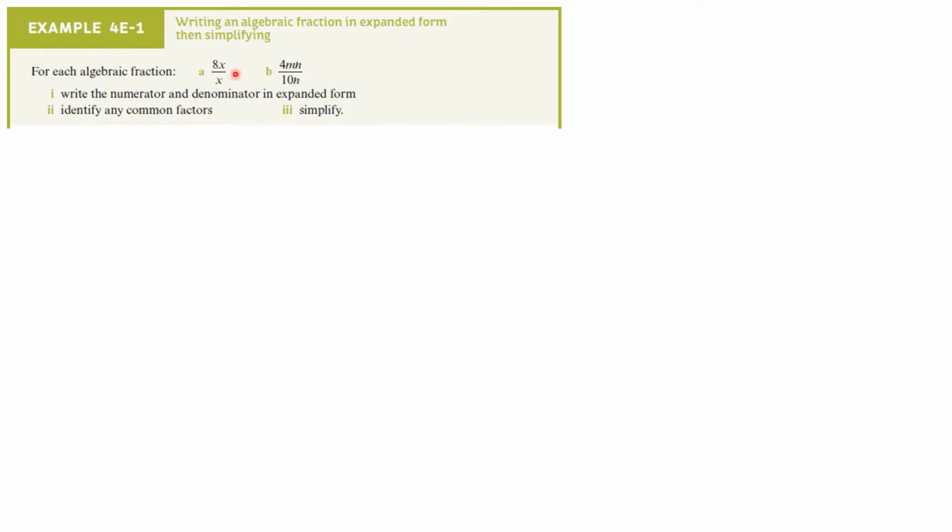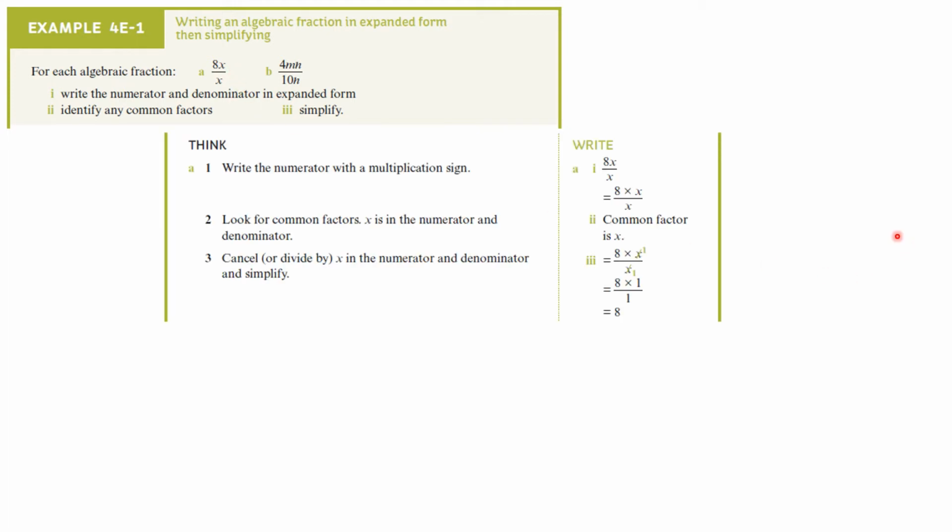So our first question is 8x divided by x. If we bring up our solution, part 1 of the question says to write in expanded form. So what that means is we're going to write with the inclusion of multiplication signs. So here we can split up the 8x into 8 times x. And then that's over, well, we've just got an x down the bottom. We can't write that out in expanded form any more than just simply writing x.